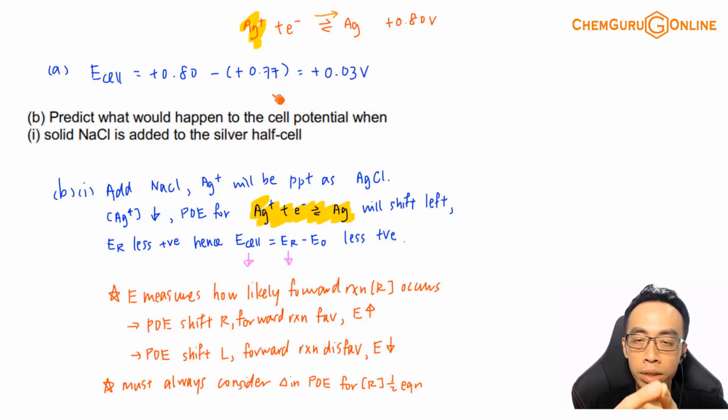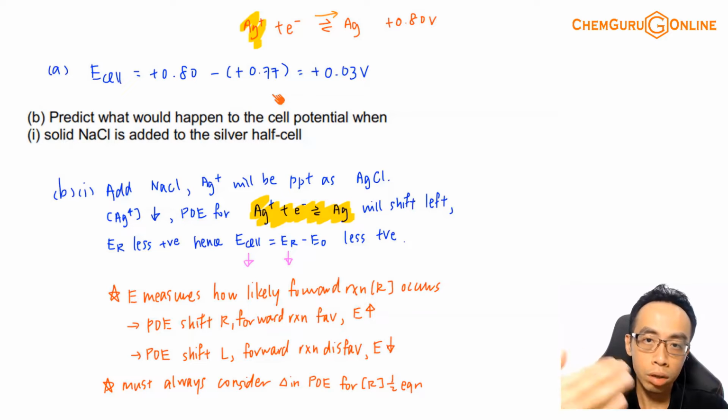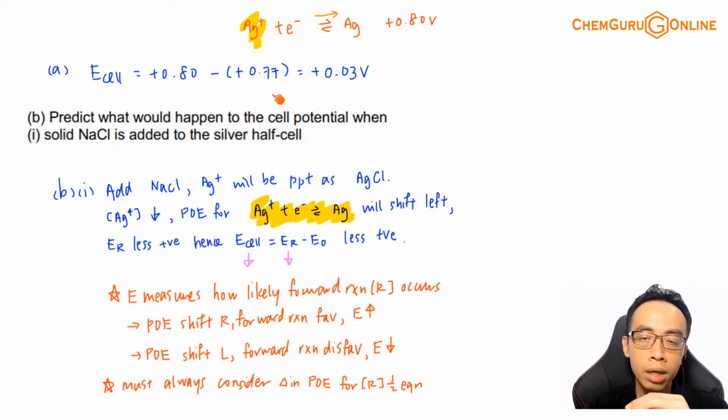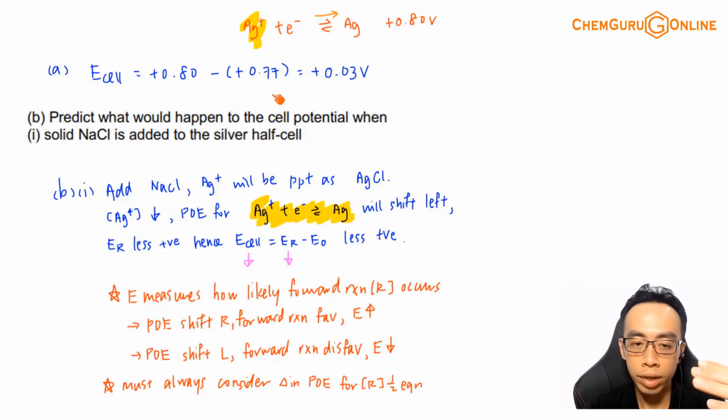Once I determine what happens to the E value for the half cell, then we want to take a look at this half cell that changes. Is it E reduction or E oxidation? Then we substitute back to the calculation. Ecell equals E reduction minus E oxidation. Then from there we determine what will happen to my Ecell. So there are 2 stages to that. First thing is what happens to the half cell.